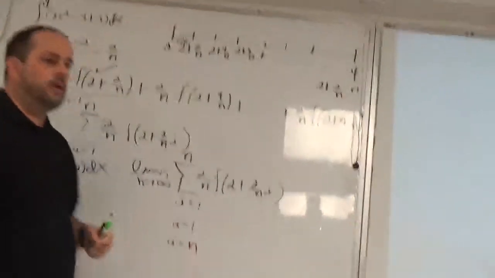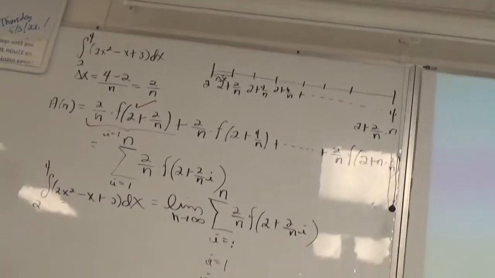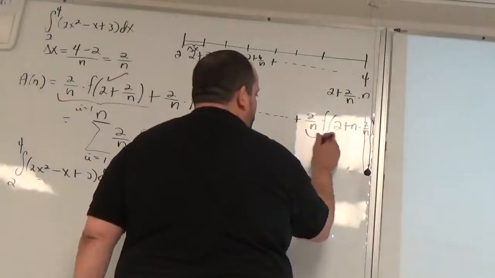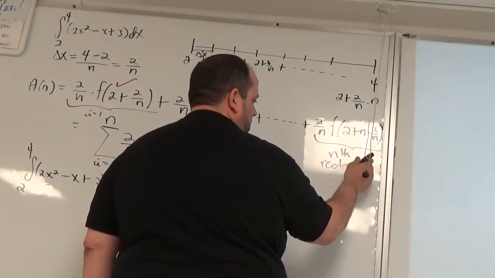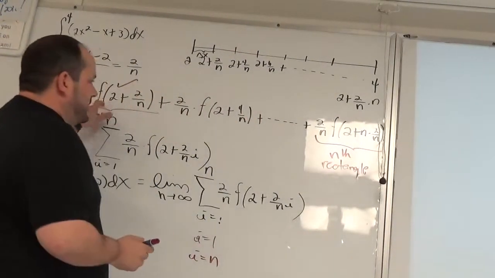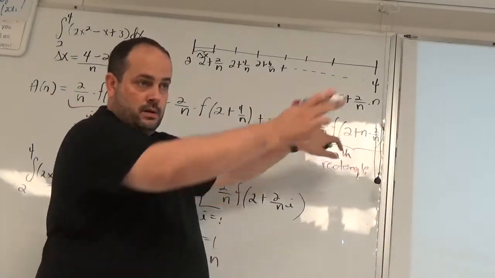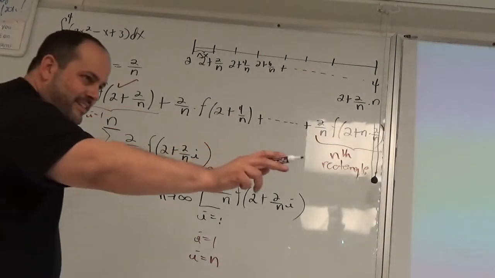For 2 plus 2 over n times n, wouldn't that be a variable instead of n? No, because we're talking about the nth rectangle, the final rectangle. This is your first rectangle, your second, your third, your fourth, the last one. So this only happens with the right endpoint method. It can also work with left or midpoint.